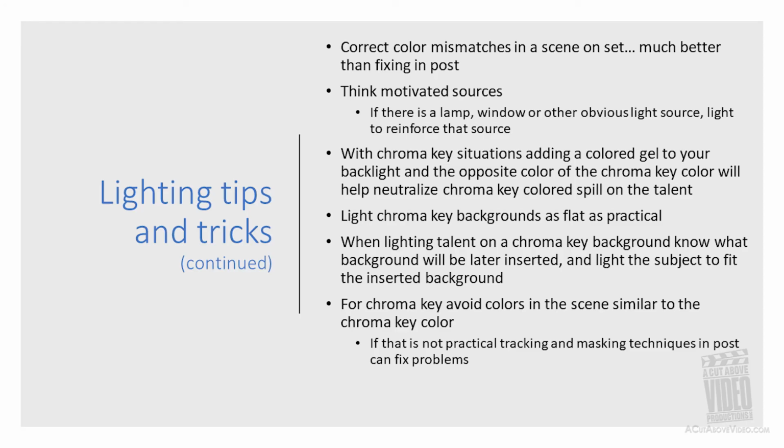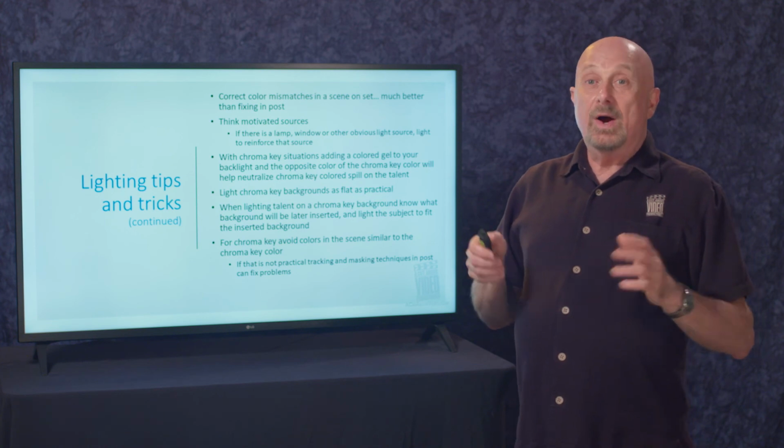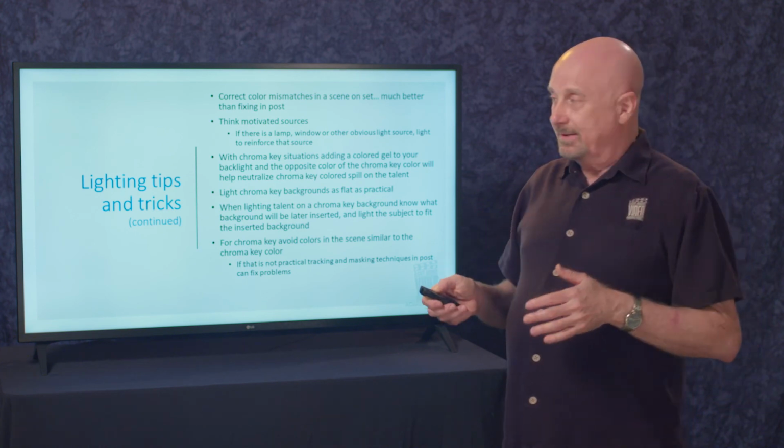And one of the obvious, when you're chroma keying, make sure that whatever the talent is wearing isn't the same color or close to the same color as the background, because that will create chaos in post. It can be fixed. You can use tracking and so forth to take care of that, but why go through all that trouble if you can get it right the first time?